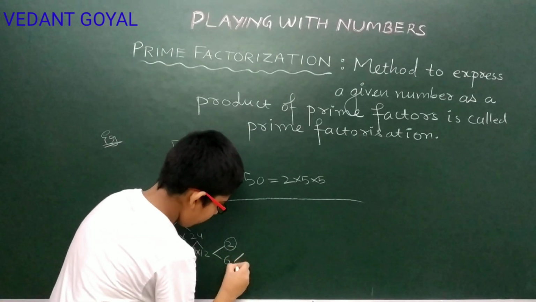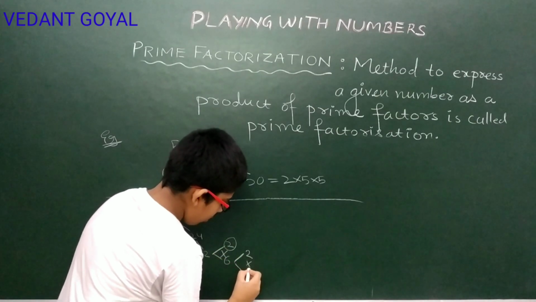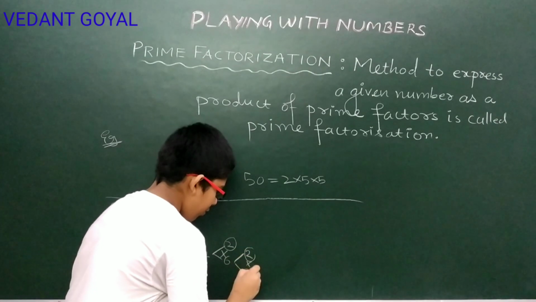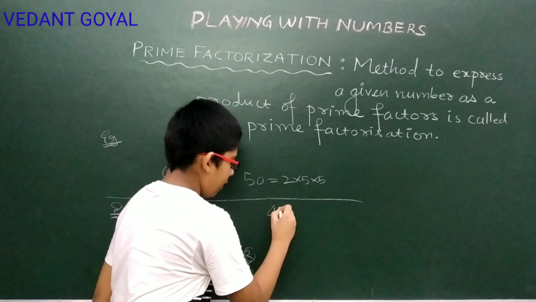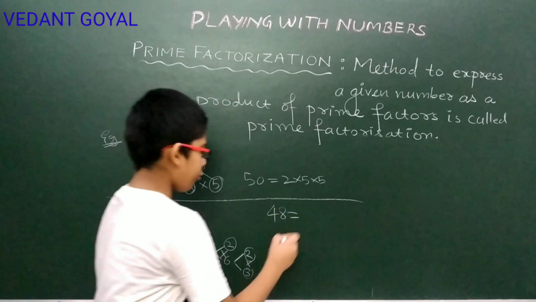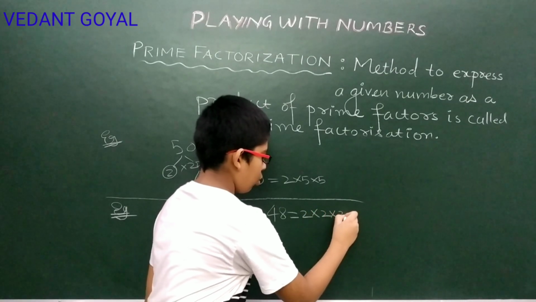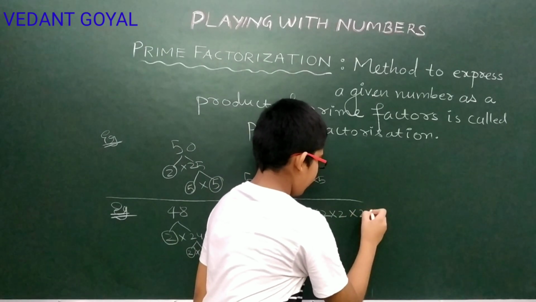6 can be written as 2 into 3. So 2 and 3 are both prime factors. So what can 48 be written as? 48 can be written as the product of its prime factors, which is 2 into 2 into 2 into 2 into 3.